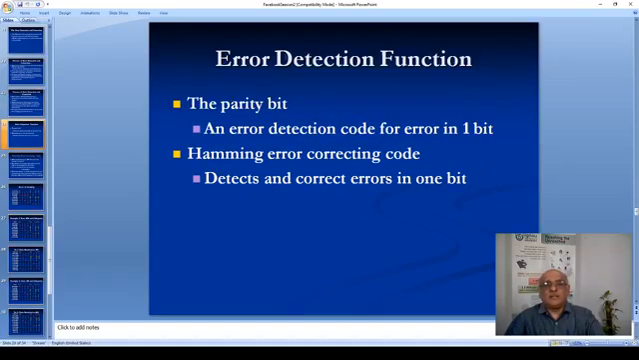Some of the commonly used error detection functions are the parity bit, which I just spoke to you about, and the second is the Hamming error correction code. Now we will talk about Hamming error correction code a little bit more, because this is one of the most important, and the way we are going to represent it is once again a very practical way. So please be very attentive after the next slide.